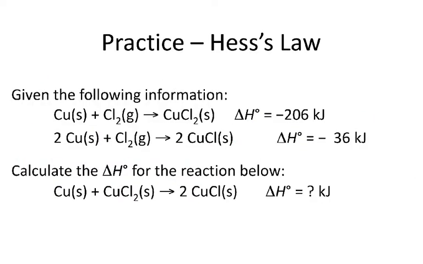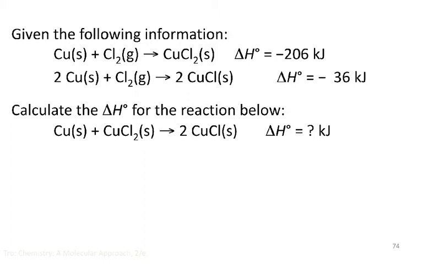Okay, here's another practice one. This one is simpler than the last one. So why don't you go ahead and pause the video, work through this, and then I will work through the information for you. Given the following information, copper plus chlorine gives copper 2 chloride with a delta H of negative 206. 2 coppers plus chlorine gives 2 copper 1 chlorides. Now we want to know the delta H for the reaction below. Copper plus copper 2 chloride gives 2 copper 1 chlorides.